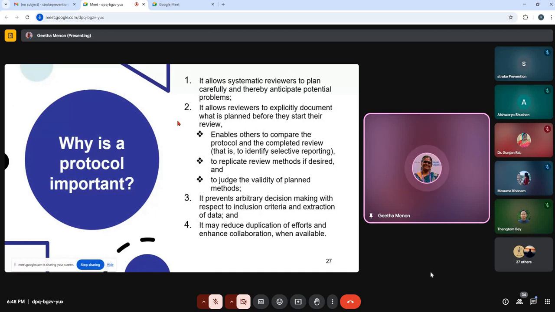You see, when we are doing a review, if you have a written up protocol with the methodology in place, then you can follow that protocol, and you can look at your review methods and test the validity of the methods using this protocol. Most important, it reduces duplication of efforts, because if the protocol is written up and registered in a proper registry, then other reviewers will not duplicate the same method and the same review. They can do a different question. So it helps in reducing duplicacy and waste of resources.